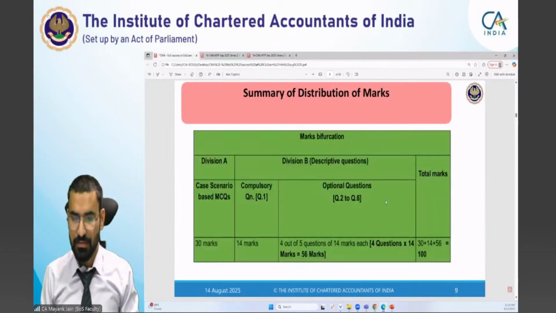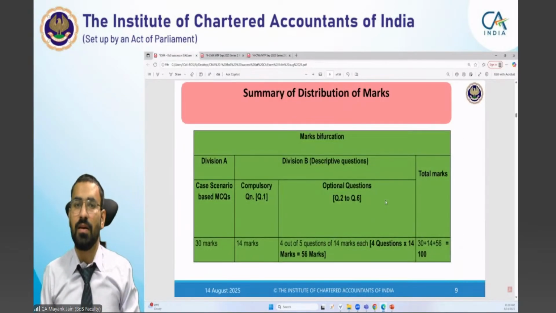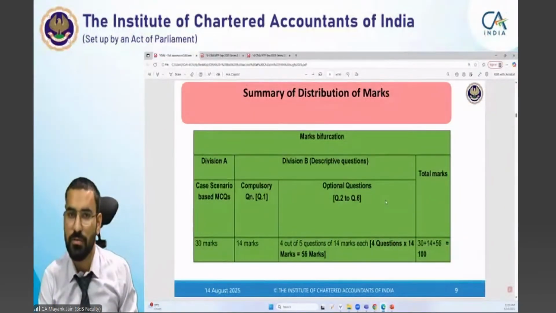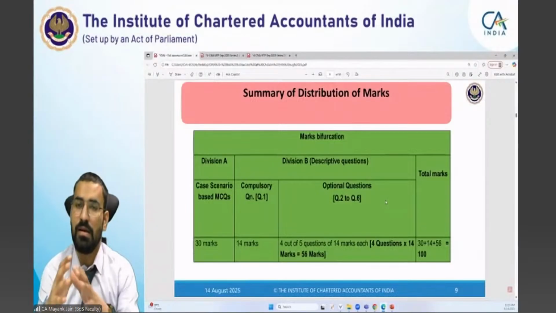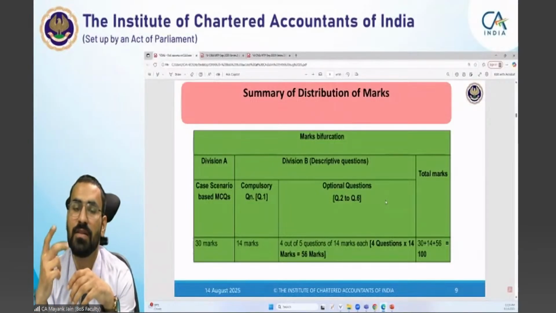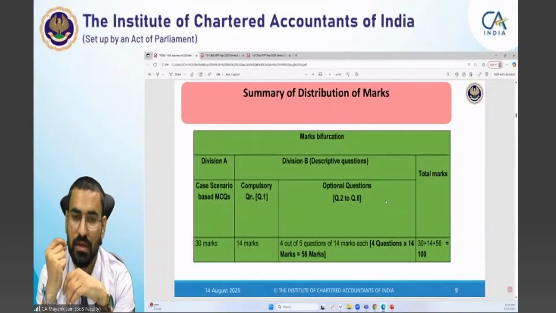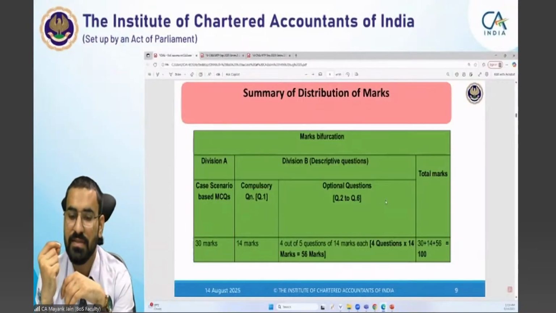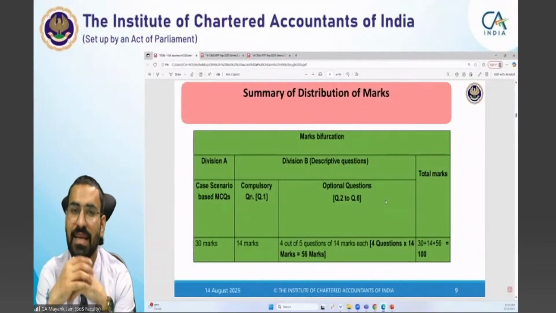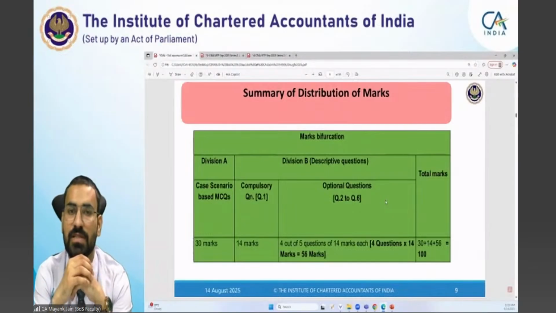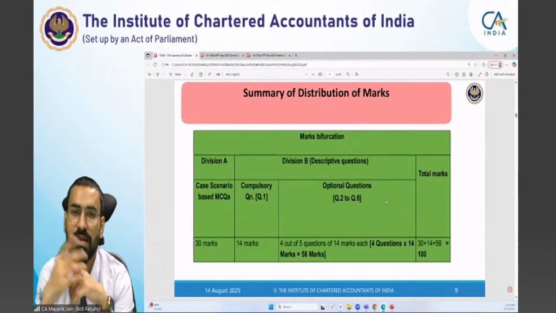The summary of distribution of marks, like the structure of the question paper. It is divided into two parts. Division A, which covers the case-based scenarios, and next Division B, which is a descriptive one. In case scenario based MCQs, which cover 30 marks, there are two case scenarios. Each case scenario has 5 MCQs of 2 marks each, and 5 caselets of 2 marks each.